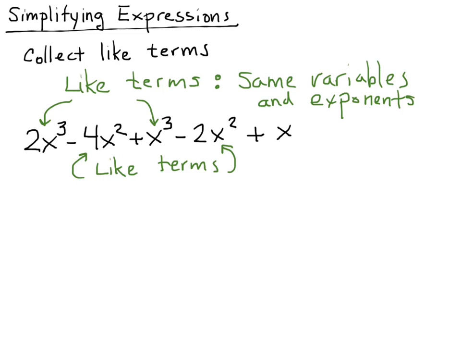Notice we have a 2x cubed and an x cubed, so those are like terms. The negative 4x squared and the negative 2x squared, those are like terms. They have different coefficients, but they have the same variable, same exponents. And so we can then add or subtract the coefficients to make this a simpler expression. So 2 plus 1 equals 3, and then negative 4 and negative 2 equal negative 6. And then the x, of course, is unchanged. So that's the first part of simplification, to remember to collect those terms.